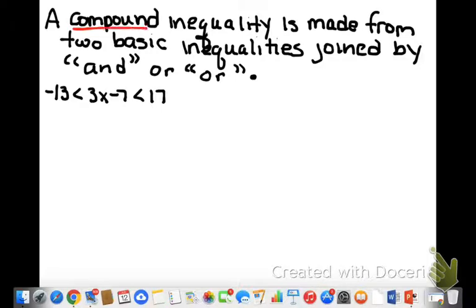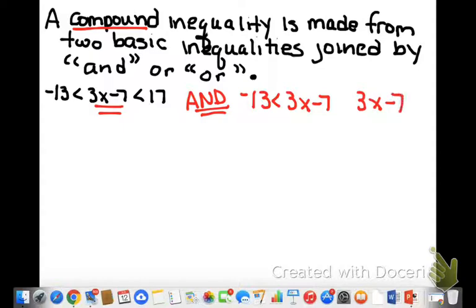A compound inequality is made from two basic inequalities joined by "and" or "or." The one that we're going to start with is an "and" statement. It's one big inequality, and since it's made from two basic inequalities, we can solve it by breaking it up into two parts. Negative 13 is less than 3x minus 7, and we're going to reuse 3x minus 7 is less than 17, and we can solve these two inequalities separately.